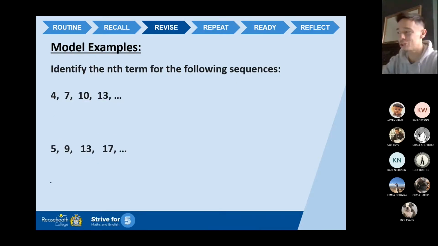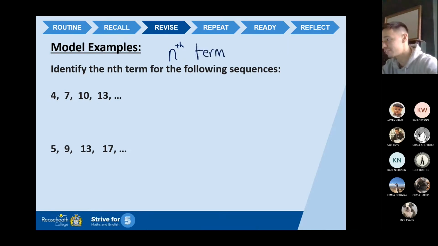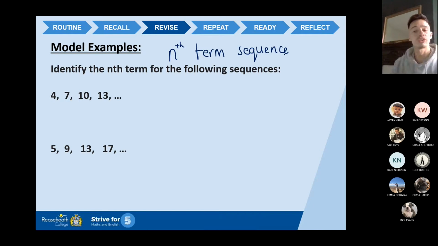Right, we are now going to look at nth term sequences. Now there's different ways teachers teach this, so I do apologize in advance if I teach this slightly differently to how your teachers taught it in the classroom, okay? Hands up, apologies. If you've got a method that works, keep your method. But I'm going to show you the way I do it because it gives me the correct answer. So I like it. It says here, identify the nth term sequence for the following.